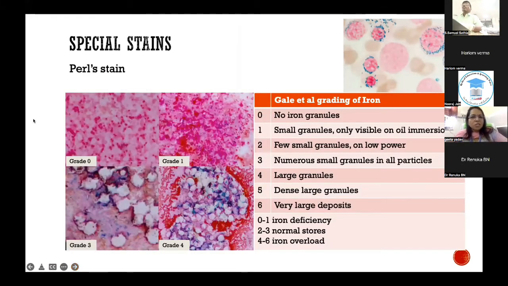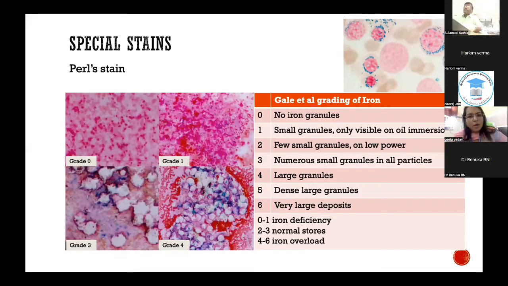A few lines about the special stains. The Perls stain is done for iron stores, and there is a grading on aspirate by Gale et al., which I'm not going into in detail. A grade of 0 to 1 is suggestive of iron deficiency, and the iron looks like blue-green dots in the particles. Grade 2 to 3 is your normal store, and 4 to 6 is iron overload.